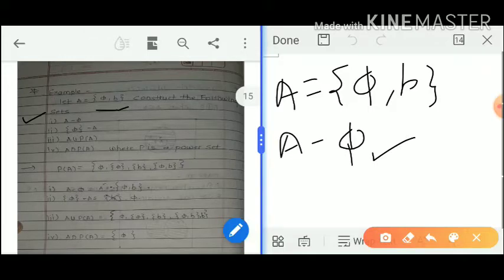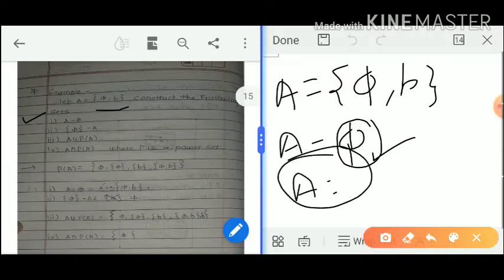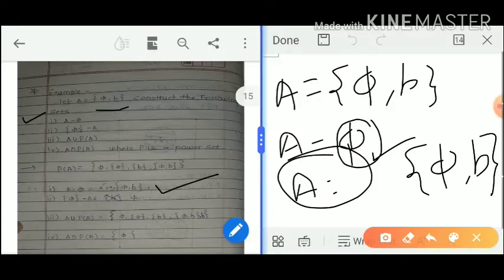Okay. So A minus phi means all the elements of A but not in phi. Phi is a null set already, so zero elements, which means all the elements of A. So the answer is A. A means phi comma B. There are two elements. So A minus phi equals A, which has the total number of elements in {phi, B}. Okay, phi is an element in that set A. It is not a null set, but here phi is a null set. Okay, only phi is written here.